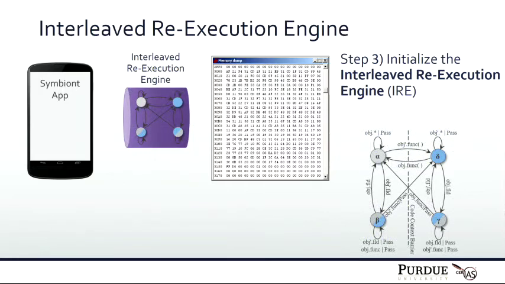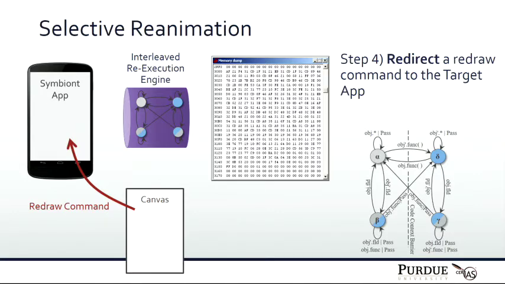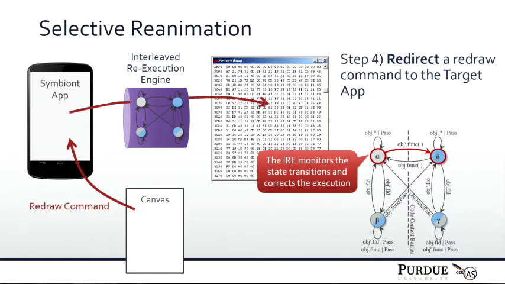Now I'm going to go through a quick example to show you exactly how the IRE allows us to redraw those screens from within the Symbiont application. So first, RetroScope starts just like the Android framework does, sending a redraw command to the Symbiont app and giving it a blank canvas to draw into. But instead of executing the Symbiont app's drawing routines, the IRE is going to be monitoring the state transitions and correct the execution into the memory image app's drawing routines. And you can follow along. I'm going to highlight the state transitions we go through on the side here.